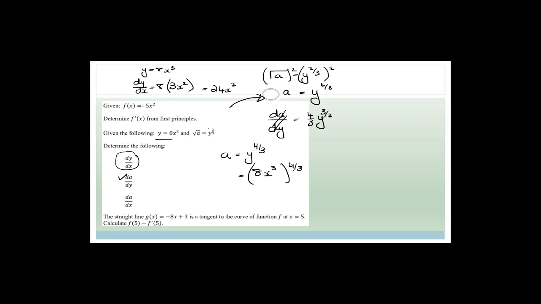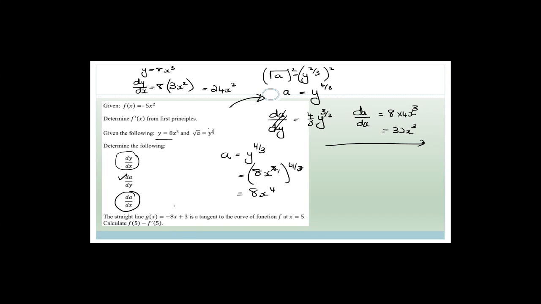So now what we can do is multiply across the brackets, and we're left with 8x to the 4. Now it's very easy to do dA by dx. So dA by dx is equal to, and then it's really easy. It's going to be 8 times 4x to the 3. 8 fours are 32x cubed. There we go. So now we've determined those three there.